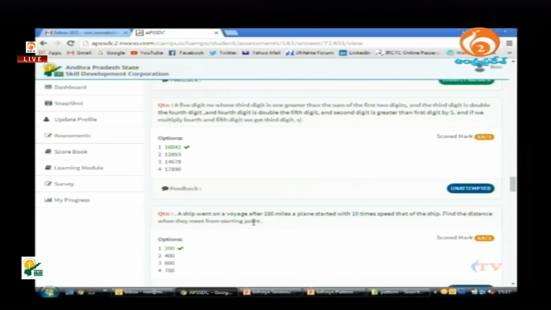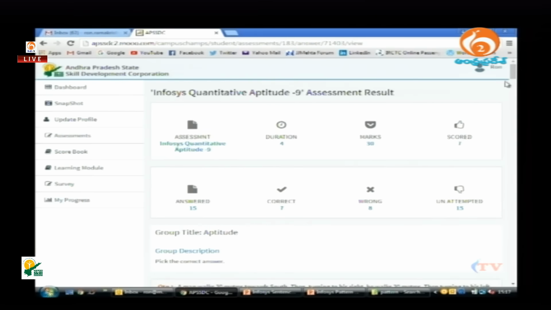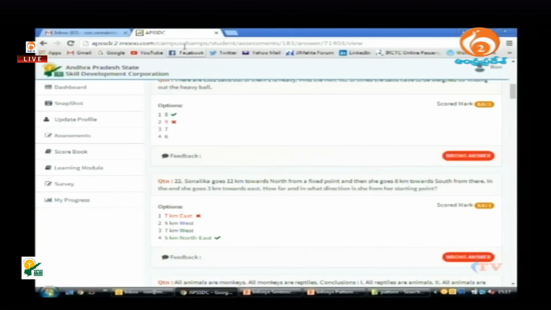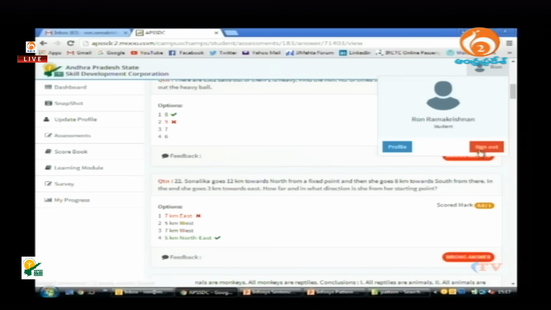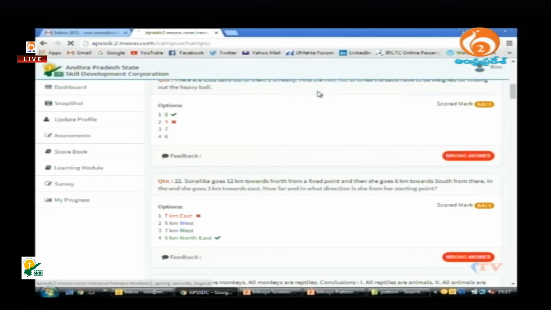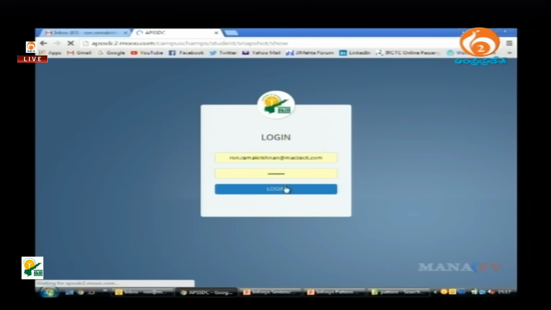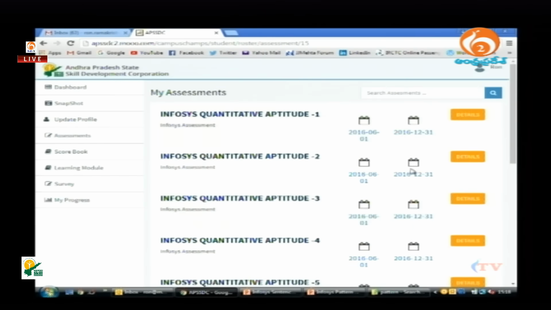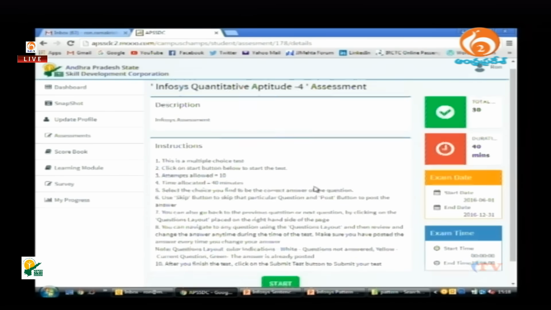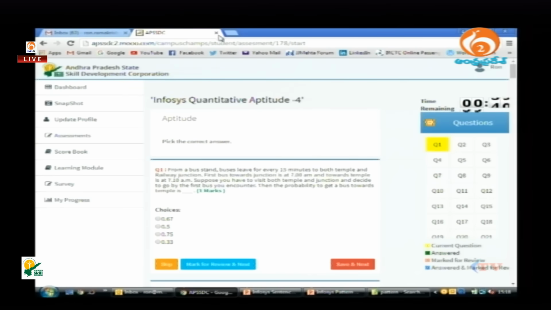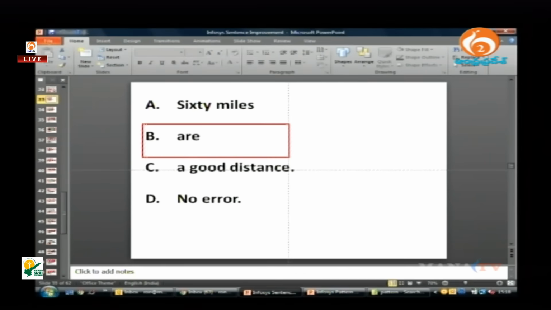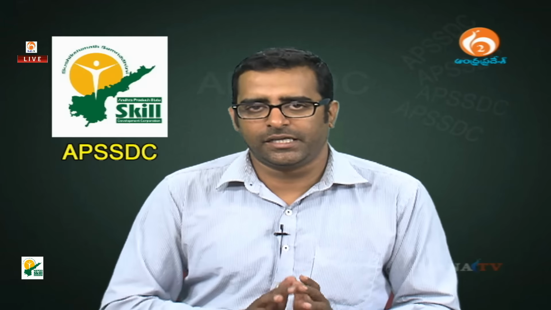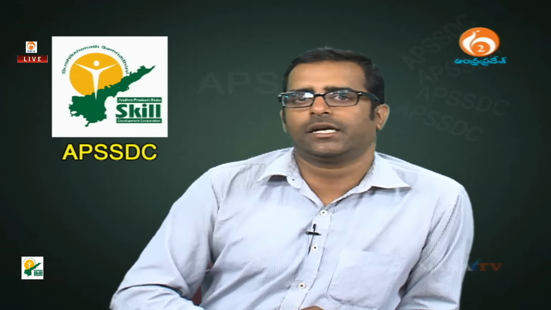Alright. As far as your practice assessment is concerned, this is what you need to do on daily basis. If you just log in, say for example, I'm just gonna do what some of you had been doing. I just log in, I go to an assessment, say quantitative aptitude, I click on assessment number 4, I say start, and I am closing it. If I do this, my answer will not get recorded. I need to spend time, I need to select answers, only then it will get recorded.